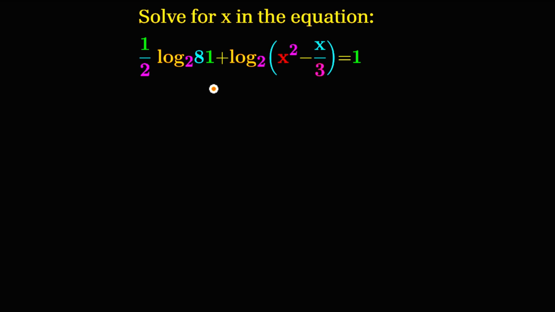Let us look at this interesting question. Solve for x in the equation: half log to base 2 of 81 plus log to base 2 of (x squared minus x) over 3 equals 1.